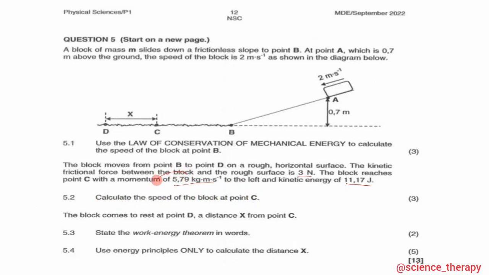Now what are we given? We are given the momentum and we are also given the kinetic energy. Now if we look at these two formulas, let's see the relationship between them. We have EK is equal to half mv squared, and then we have momentum P is equal to m times v, right? So the momentum here, we are given that it is 5.79 kg meters per second, right?